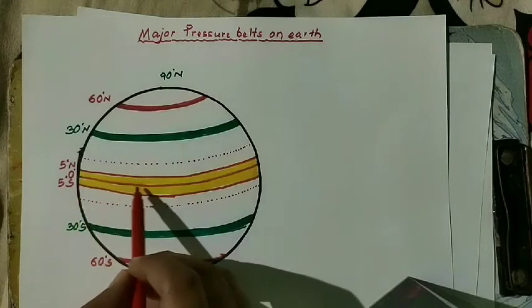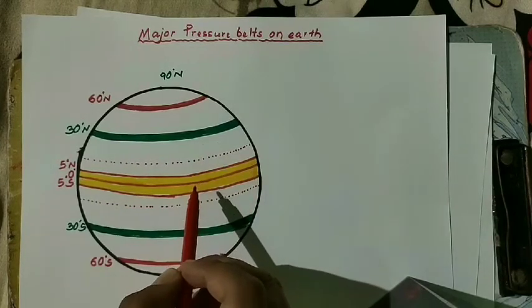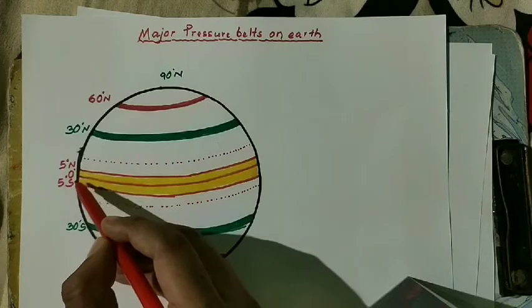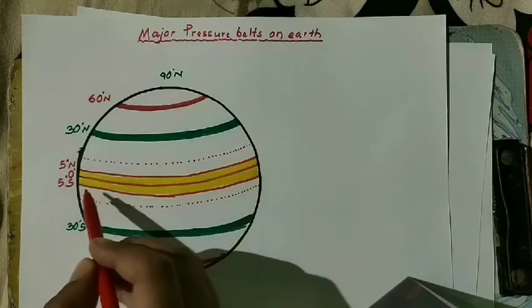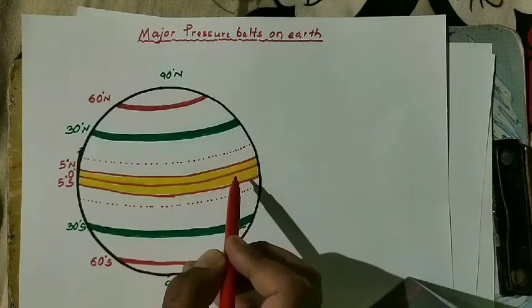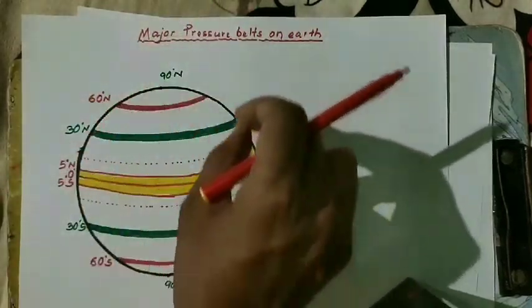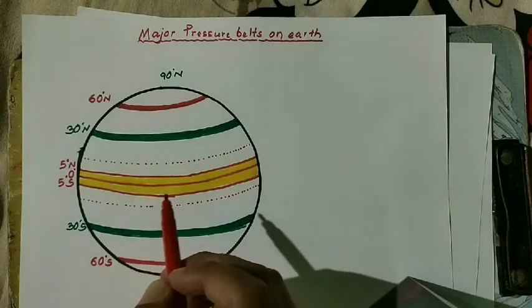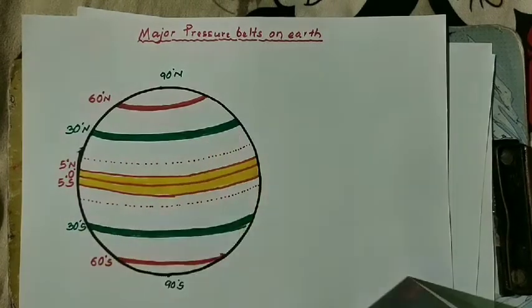This is your equatorial line. We know the equator region is from 5 degree north latitude to 5 degree south latitude. This region is called the Equatorial Belt. Why is it called a belt? Because this region rounds around the earth like a belt. So it is called the Equatorial Belt. At the equator, our earth receives direct sunlight throughout the year.